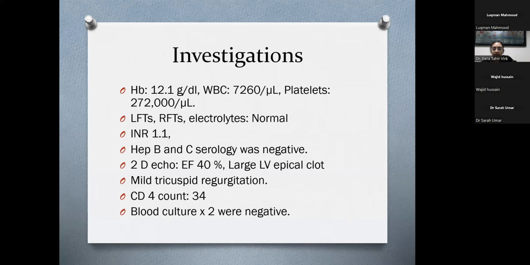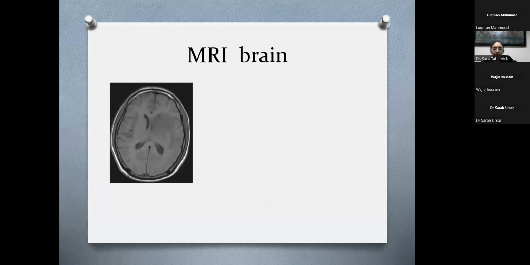His baseline investigations were all normal, but his echocardiographic study showed an ejection fraction of 40% with a mural apical clot and mild tricuspid regurgitation. No vegetation was seen, and his transesophageal echocardiography could not be done because of his low GCS. His CD4 count was 34. His two sets of blood cultures were negative. So his MRI brain was performed.